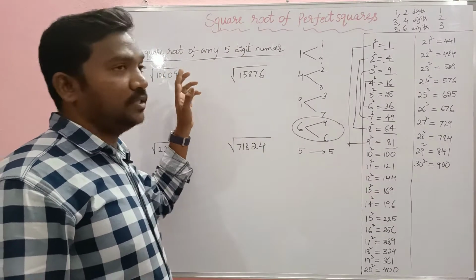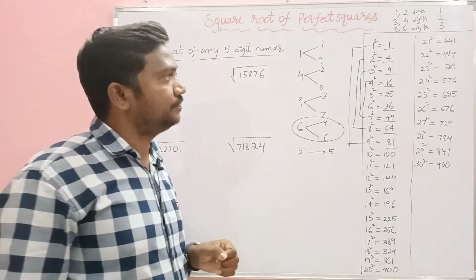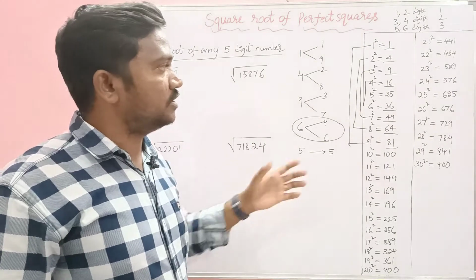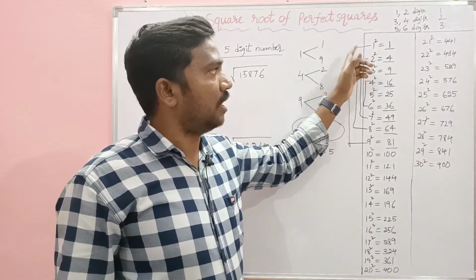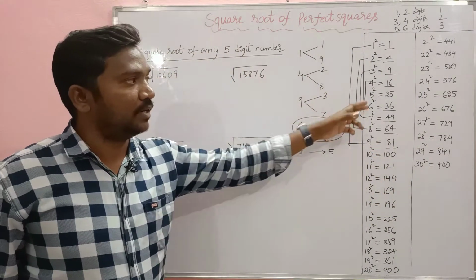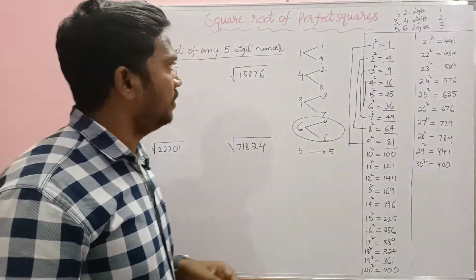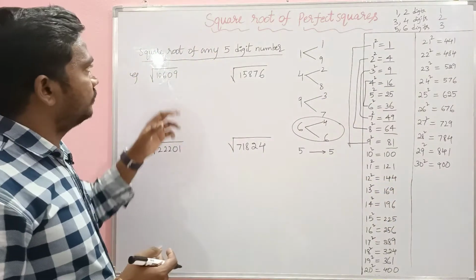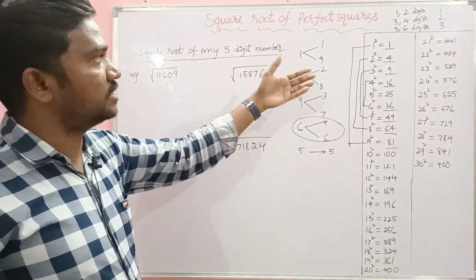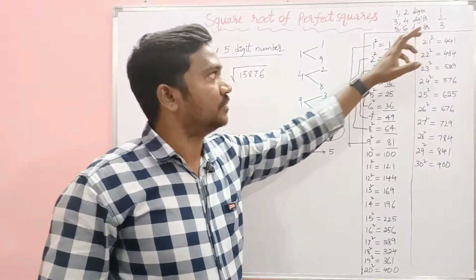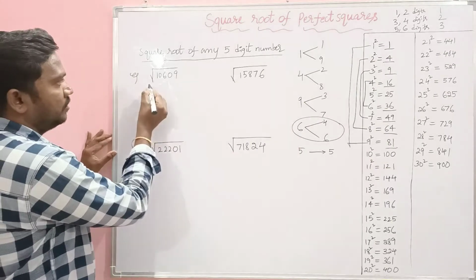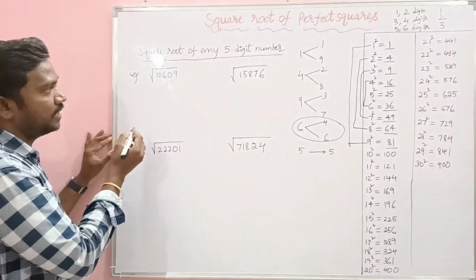Now finding the square root of any 5-digit number. To find the square root of any 5-digit number, it is better to know the squares up to 30. Then you can find the square root of any 5-digit number easily. We already know that if it is a 5-digit number, then the result will be a 3-digit number. So now let us see one example. What is the square root of 10,609?